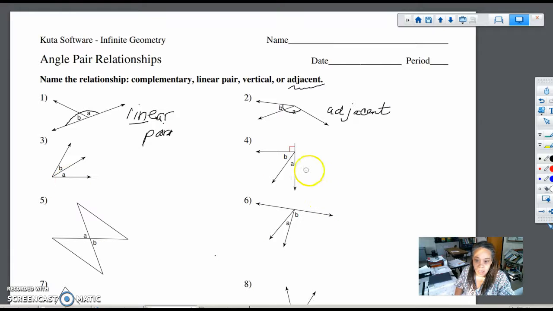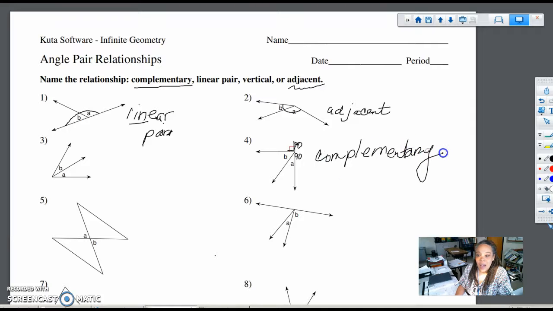So number 3, number 4, let's take a look at number 4. Number 4 says, what is the relationship of angle A and angle B? What do they form? At first sight, I would say they don't form a straight line. But this box here tells me 90 degrees. So if this side is 90 degrees on that corner, this side is also 90 degrees. That should be my red flag, my alarm that says those are complementary, because the two of these together are going to form the other half of that box.